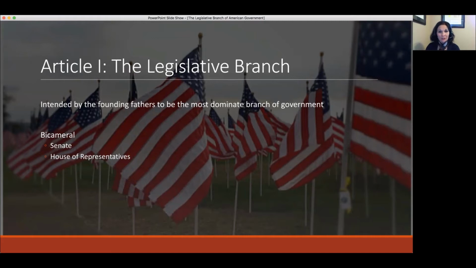Our legislative branch, Congress, is bicameral, meaning that it is composed of two houses, the Senate and the House of Representatives. It is the only branch of the national government that is intended to be divided. The House of Representatives is intended to represent the people, and the Senate was originally intended to represent the state legislatures. This changed after the adoption of the 17th Amendment, but prior to that, the state legislators chose the senators.